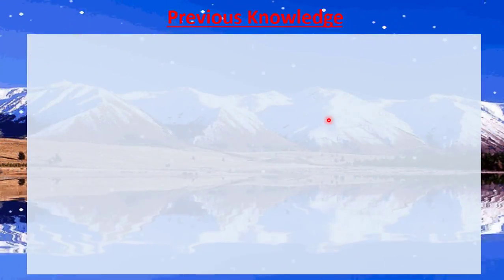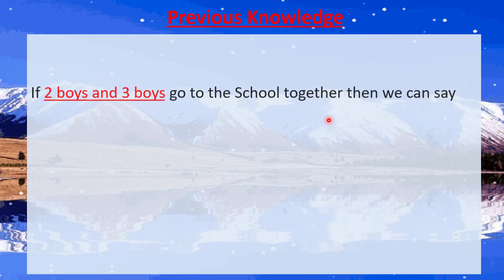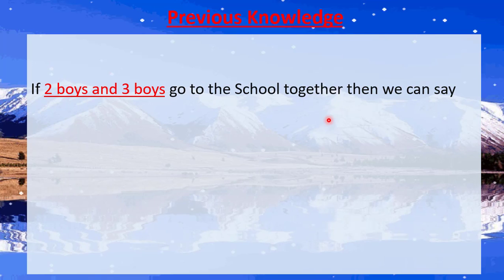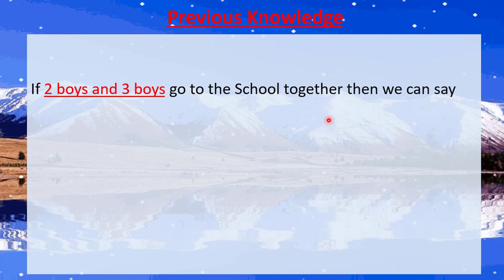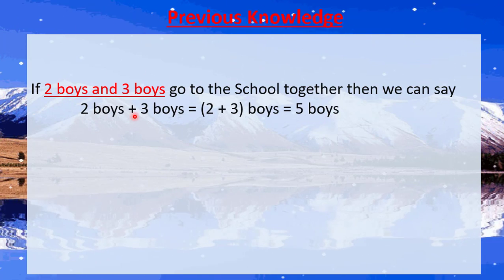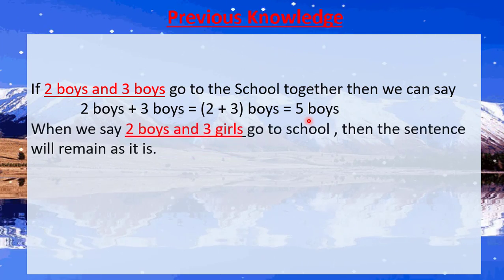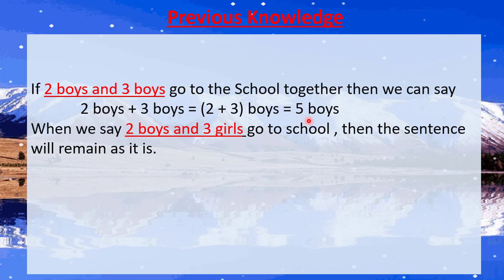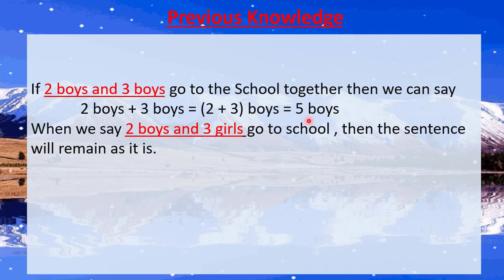Students, in arithmetic, we can add only like things. This can be shown by an example. If 2 boys and 3 boys go to the school together, then we can say that 5 boys go to school instead of saying 2 boys and 3 boys, because we can add them together as given here. 2 boys plus 3 boys, that will become 5 boys. But when we say 2 boys and 3 girls go to school, then the sentence will remain as it is. This shows that we cannot add them together because they are not alike.